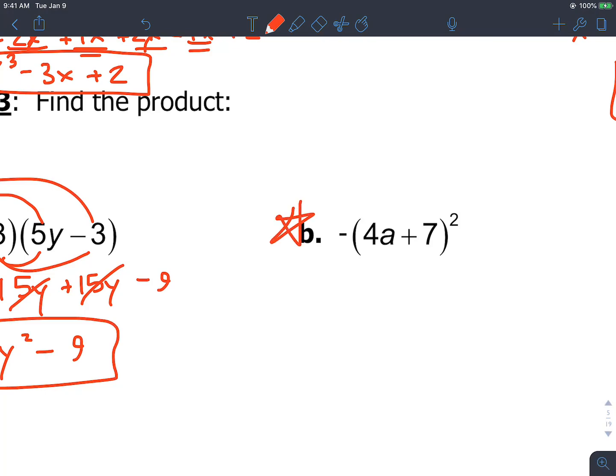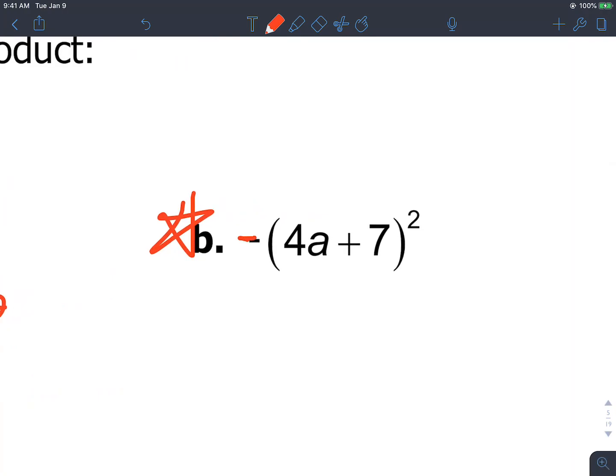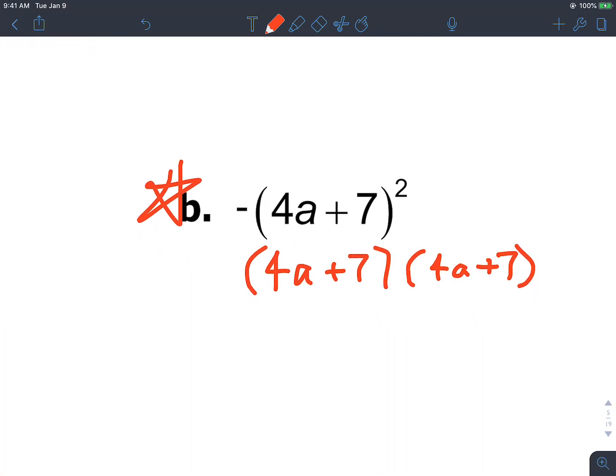Now with b, I would put a star next to these here. There's actually a very specific order that you've got to do this in. So you have a negative, you've got all this stuff, and then you've got it squared. So technically you've got to square this thing first, and afterwards you make it negative. So I'm going to FOIL it first. I'm going to do 4a plus 7, and then times 4a plus 7. And then after I do that, I'm going to distribute the negative and do all that.